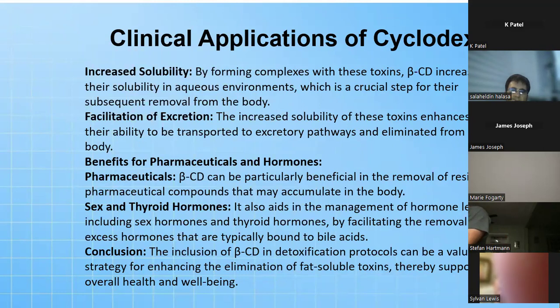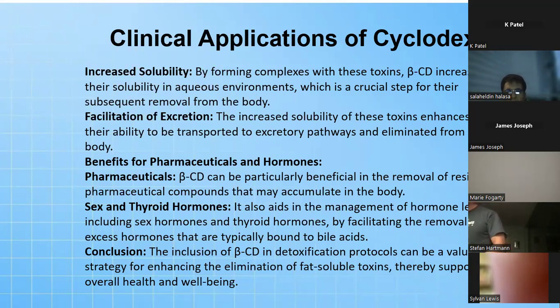Okay, so what other applications? It helps to increase the solubility of drugs. So if you have a chemotherapy drug, peptides, or any fat-soluble drug, progesterone, then you can go ahead and use cyclodextrin to increase its solubility in water by forming a complex with the drug. We're still on the toxins. Okay.